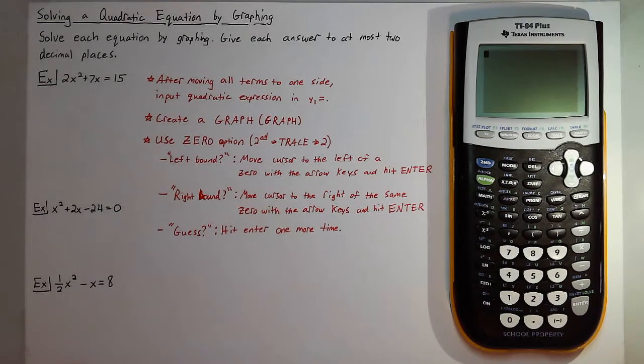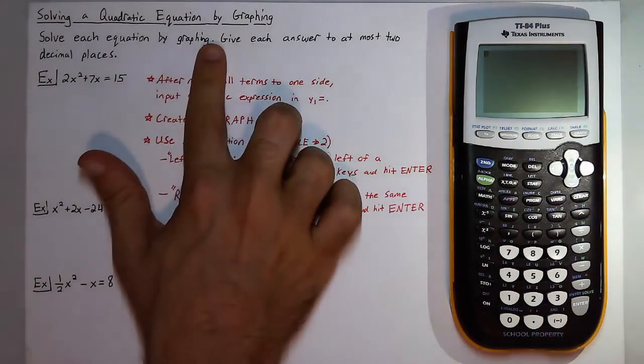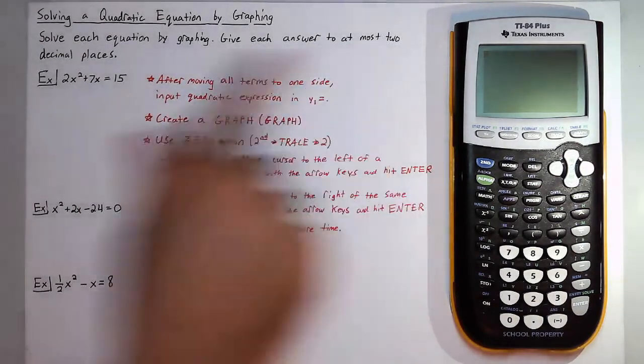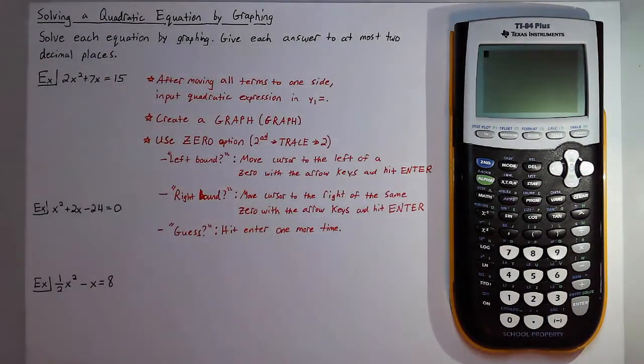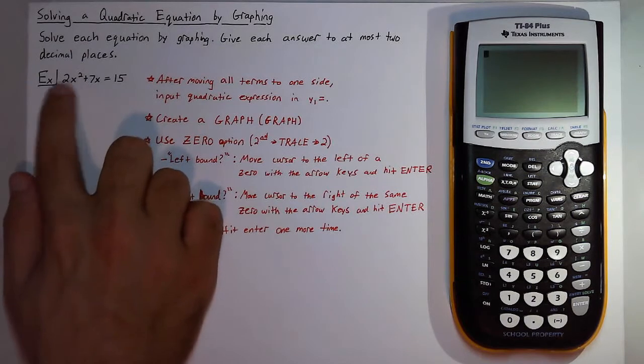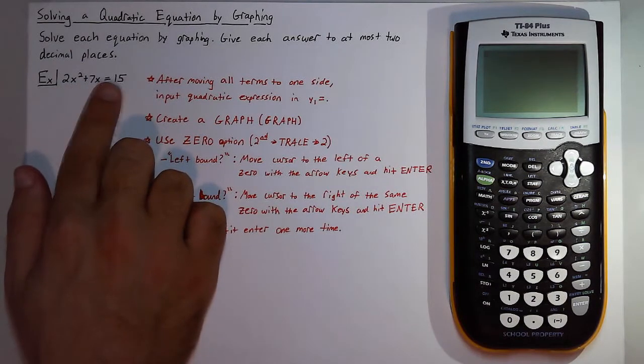In this video, we are going to learn how to solve a quadratic equation by graphing. So for each of these examples, we'll solve each equation by graphing and give each answer to at most 2 decimal places. So we have here our first equation, 2x squared plus 7x equals 15.